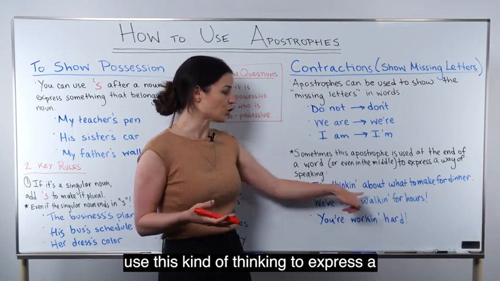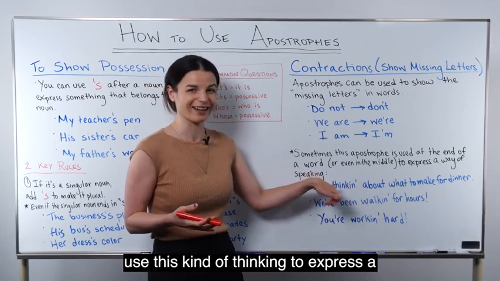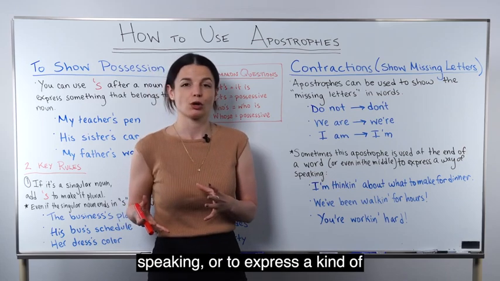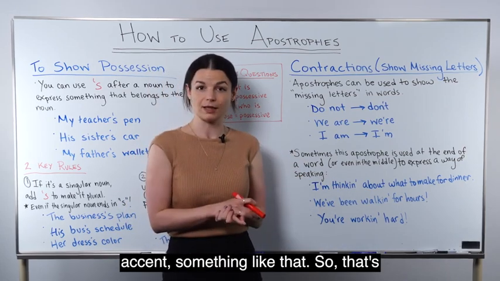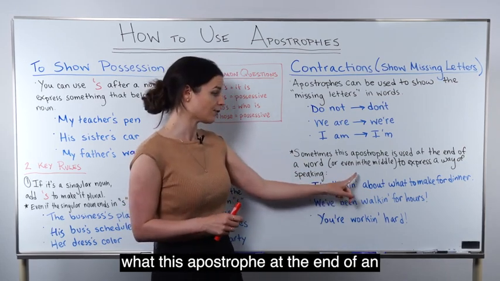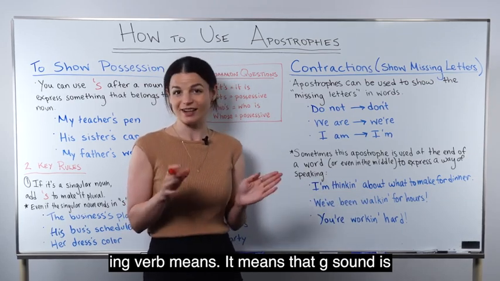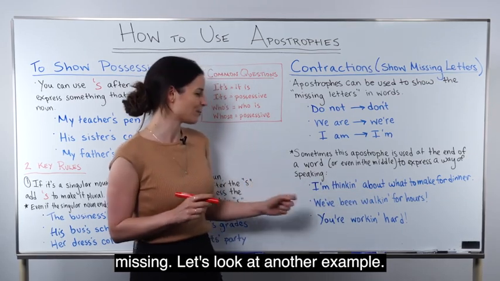People may choose to use this kind of thinking to express a certain kind of casual level of speaking or to express a kind of accent, something like that. So that's what this apostrophe at the end of an ing verb means. It means that G sound is missing. Let's look at another example.